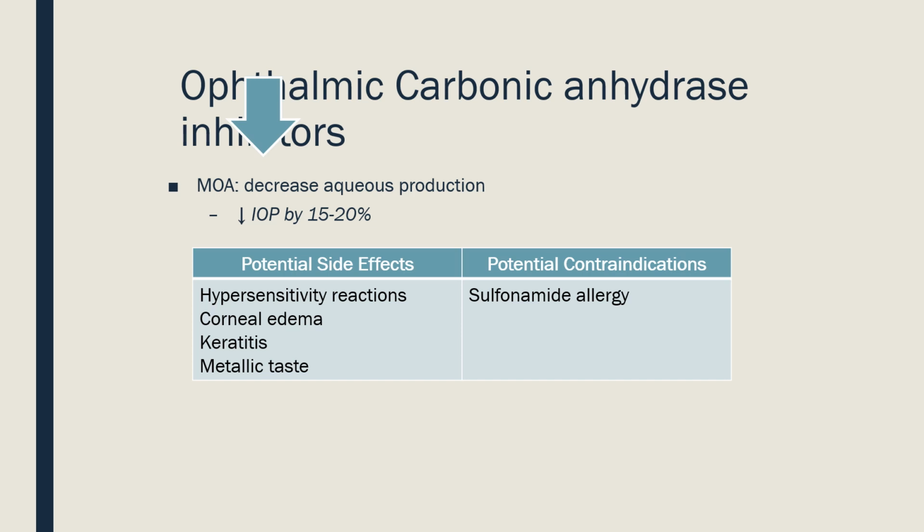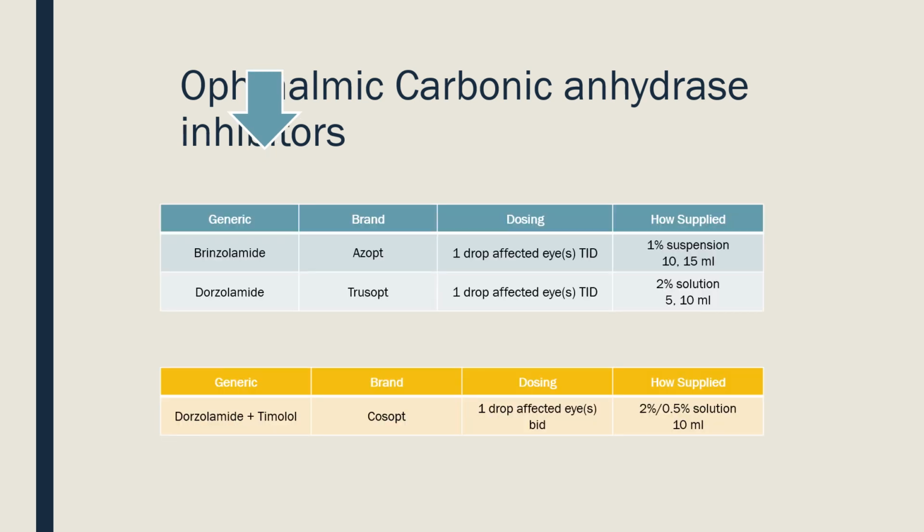There is a drug-drug interaction if used with high-dose salicylates that can cause acidosis. This is a theoretical interaction and not seen clinically. The ophthalmic carbonic anhydrase inhibitors are listed here as single agents and the one agent that's in a combination.